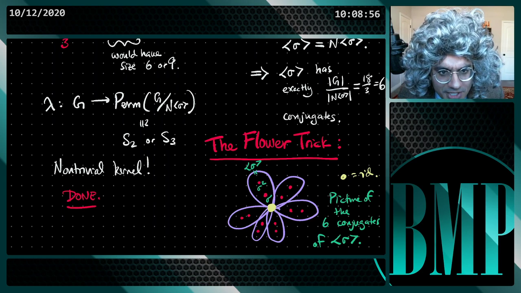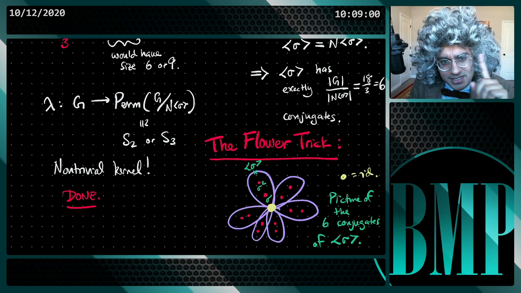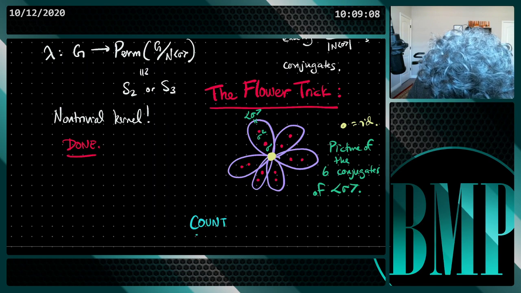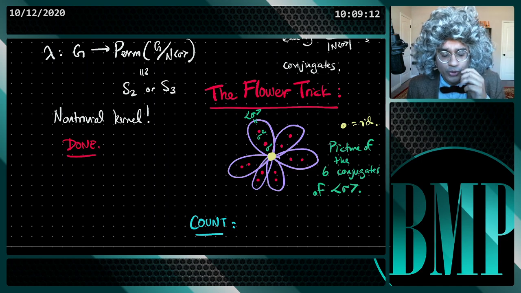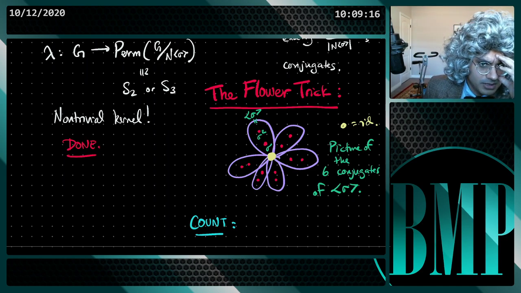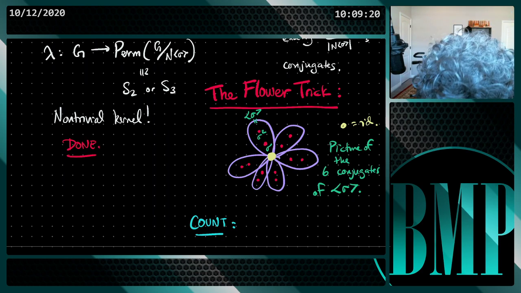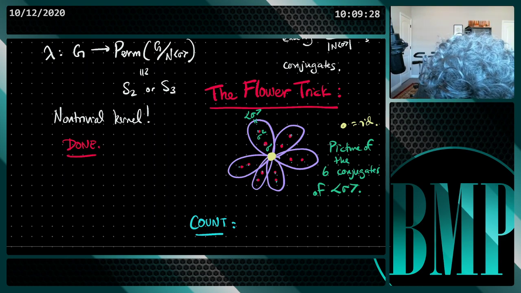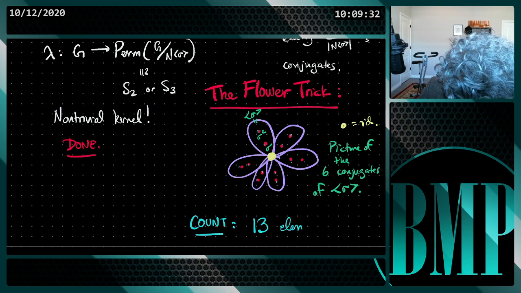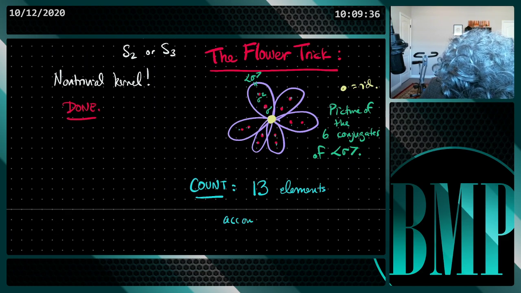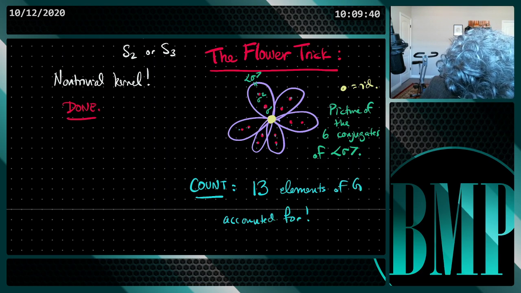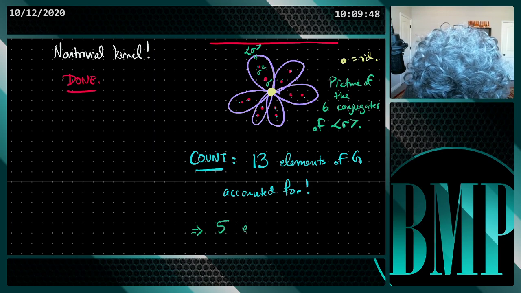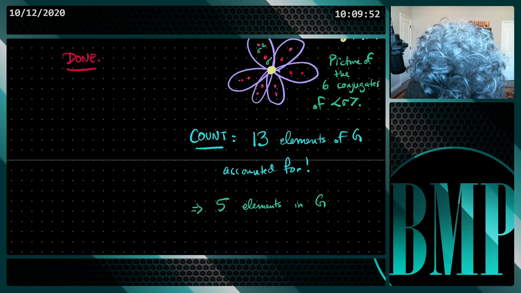Okay, now question. How many elements have been accounted for in the flower? Count. In this flower, we account for 2 times 6, plus 1, 13. Whew, 13, good. We see 13 elements accounted for. That means there are 5 elements remaining unaccounted for.